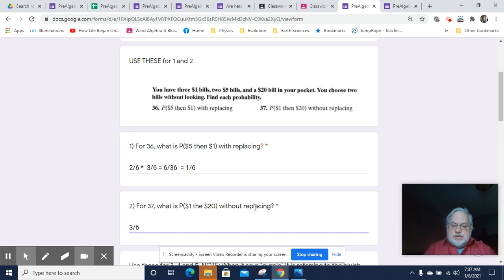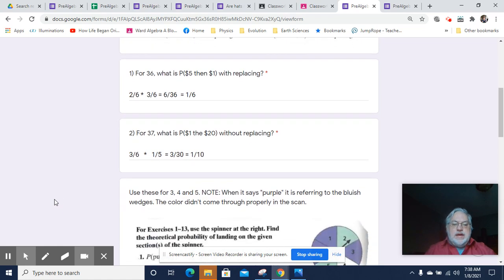The denominator has now changed because we didn't put a bill back in, so we now have 1 less. $20 bill, there's only 1 in our pocket, so there's only 1 possible outcome we want there. And since it's a compound probability, we are multiplying those probabilities. 3/6 times 1/5 is going to be 3 out of 30. Okay, and we can put an equal sign in there. We can, of course, reduce that to be 1 out of 10. So the probability of getting a $1 bill and then a 20 without replacing is 1/10.